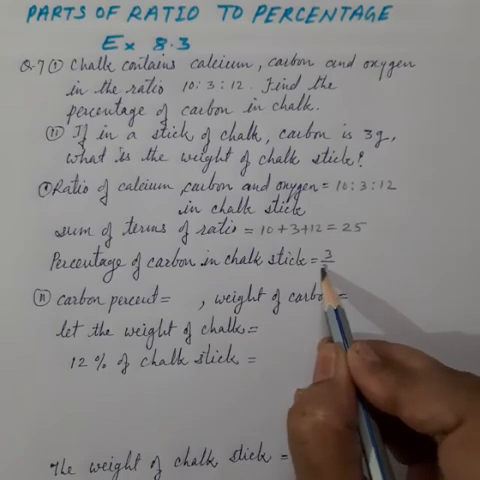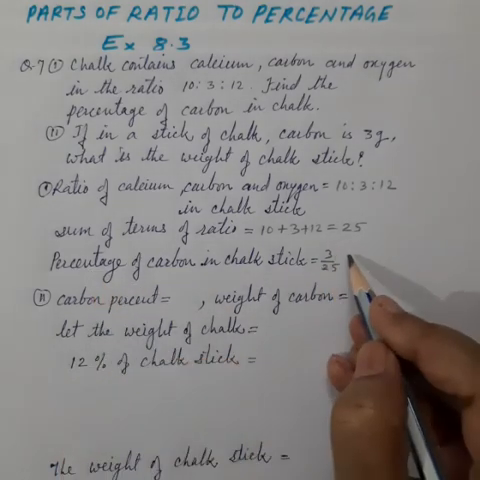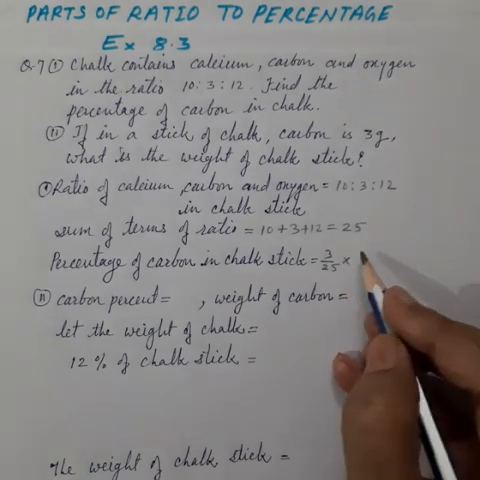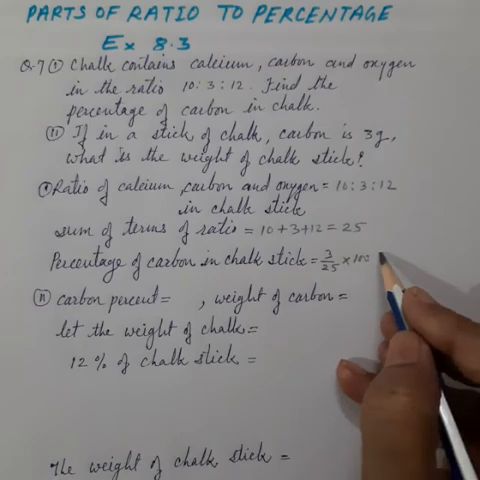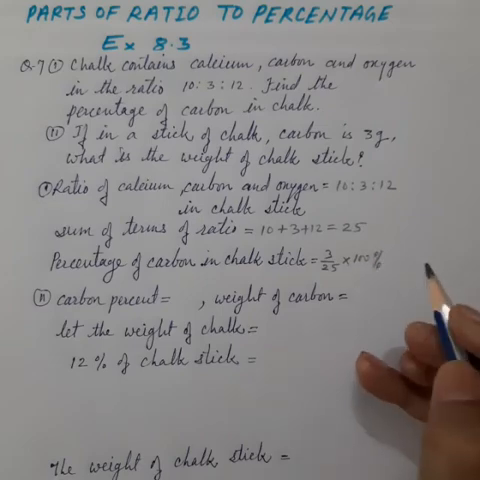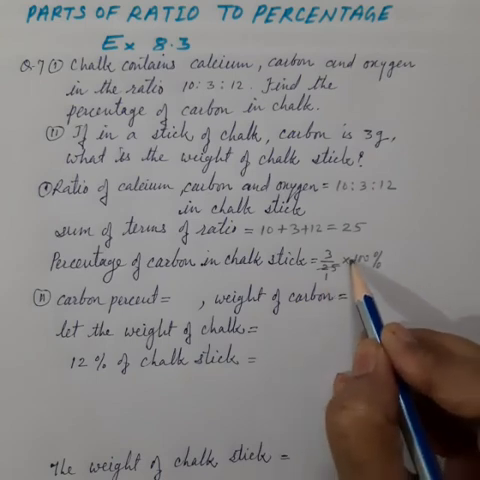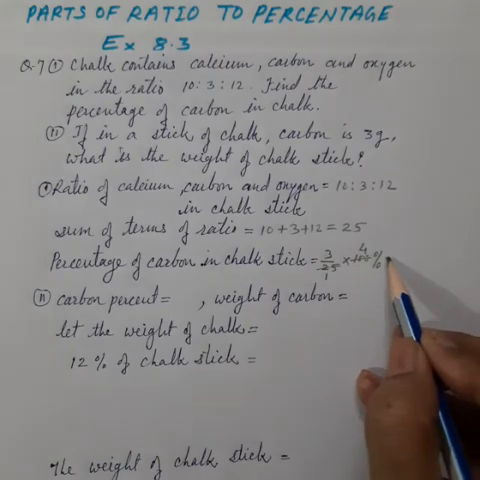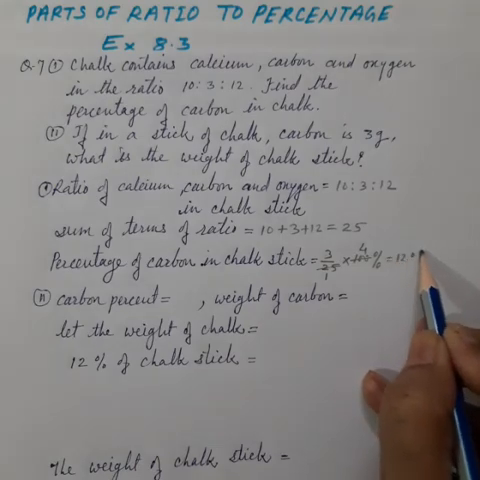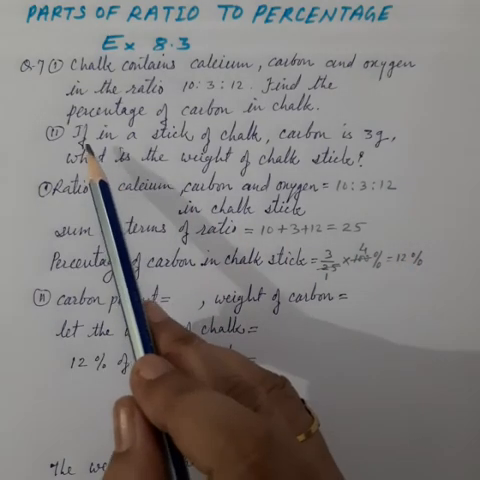and out of 25 parts carbon is 3 parts. 3 parts out of 25 parts. So find out the percentage. Multiply by 100, and for 100 in the denominator give the percent sign. 25 ones are 25 and 25 fours are 100. So 3 into 4 is 12%. Carbon is 12%.